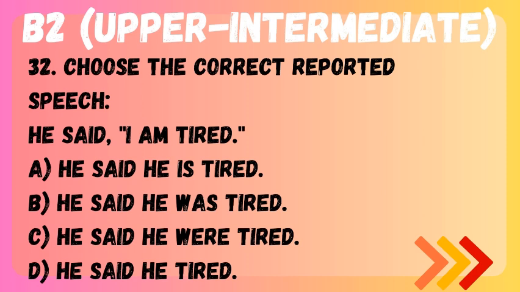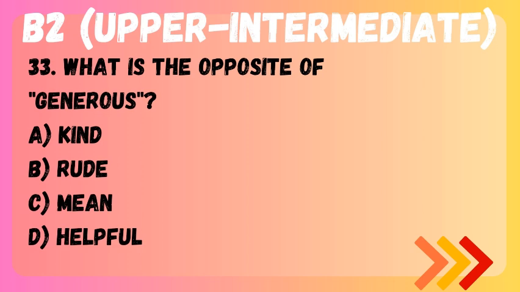32. Choose the correct reported speech. He said, "I am tired." A. He said he is tired. B. He said he was tired. C. He said he were tired. D. He said he tired. 5, 4, 3, 2, 1.